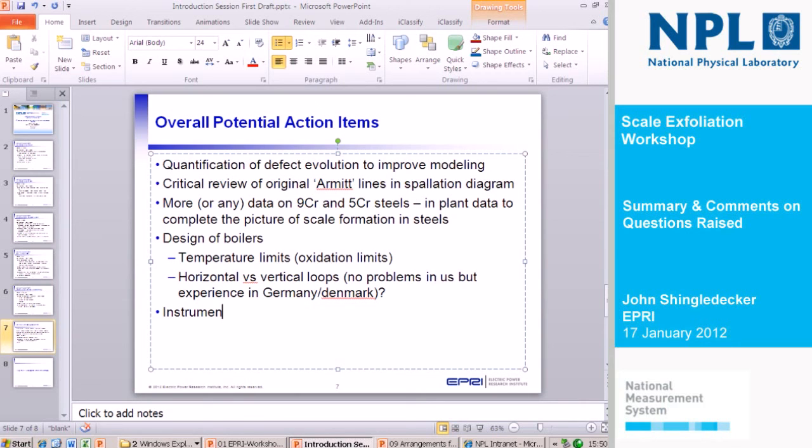Perhaps to understand maybe these T23, for example. And under instrumentation, why wouldn't we think about some online instrumentation, like acoustic emission or something? For temperature. Samples before failure.